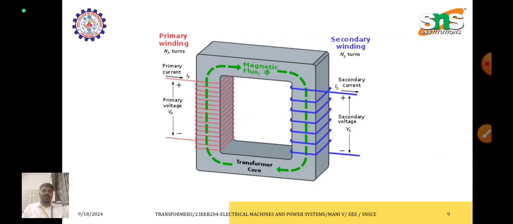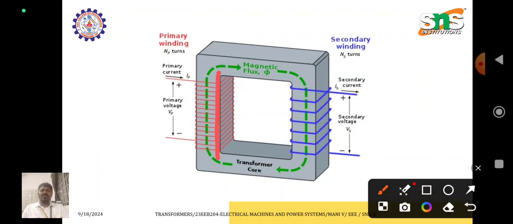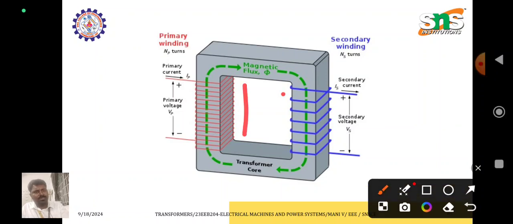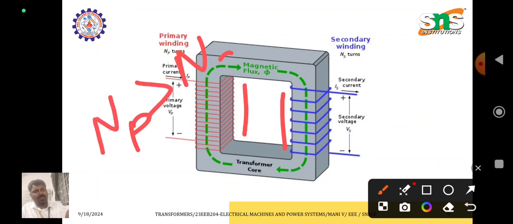So this is called a core type transformer. Here, this is the primary winding, which is connected with the source, and this is the secondary winding, which will be connected with the load. Both the primary and secondary windings are connected via the magnetic core, which is made up of silicon steel material. These are the number of turns on the primary side, and these are the number of turns on the secondary side. You can compare the number of turns in the primary as well as the secondary. If the primary number of turns is greater than the secondary number of turns, it is called a step down transformer.